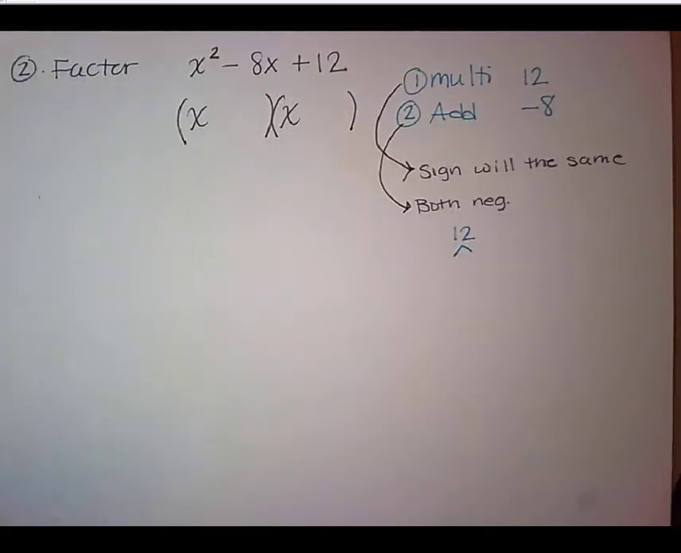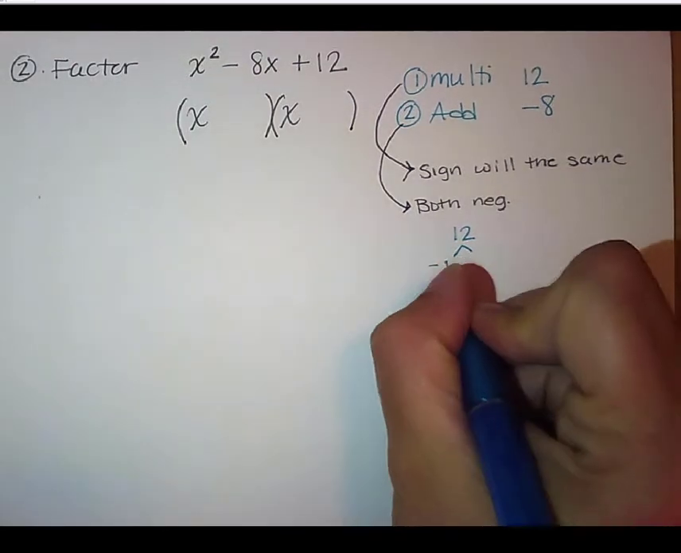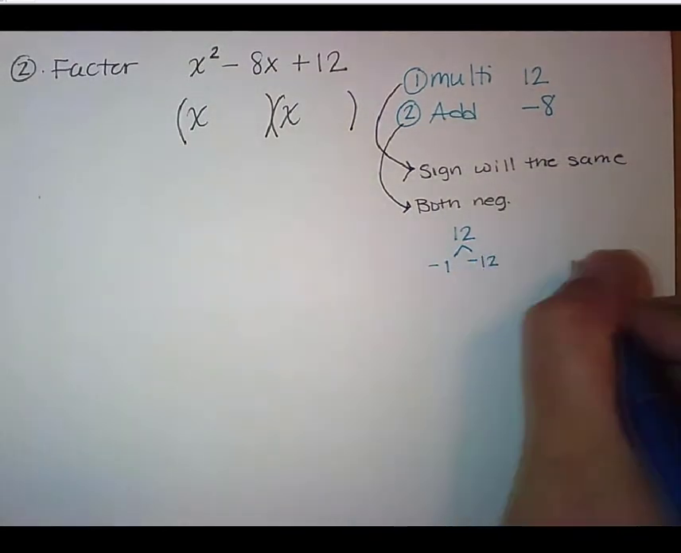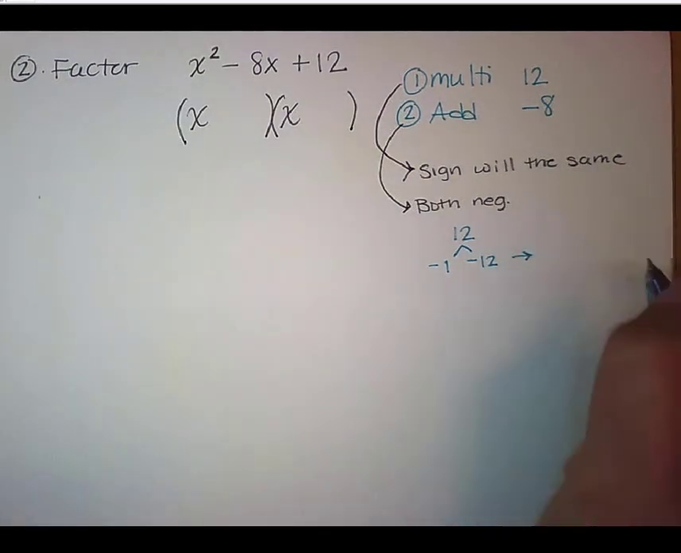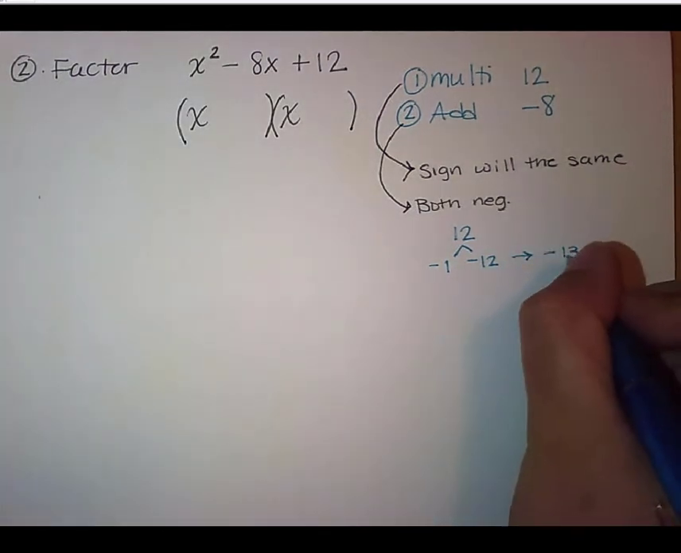You can just, if you know the answer, you can just put that in, and that's perfectly fine. So I would start with -1 and -12. But again, when I add those together, remember I'm adding negatives, so I'm going to add them and keep their sign. That'd give me -13, so that's not going to work.